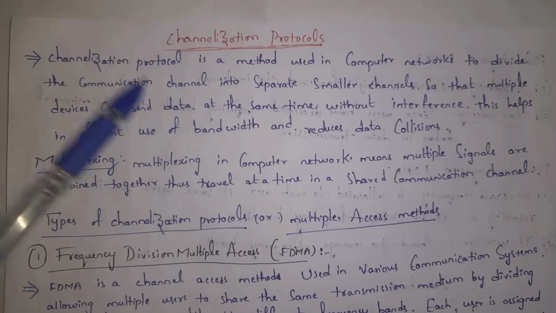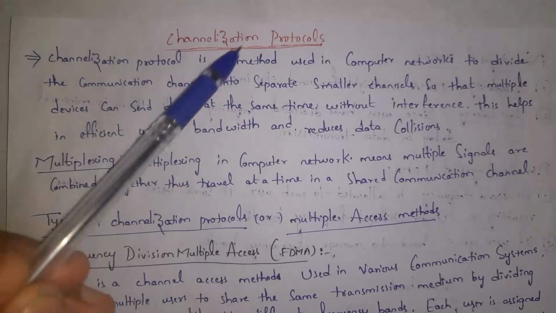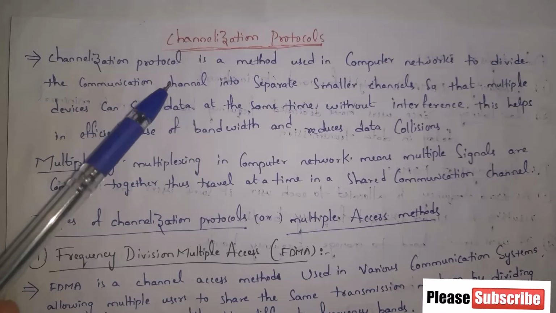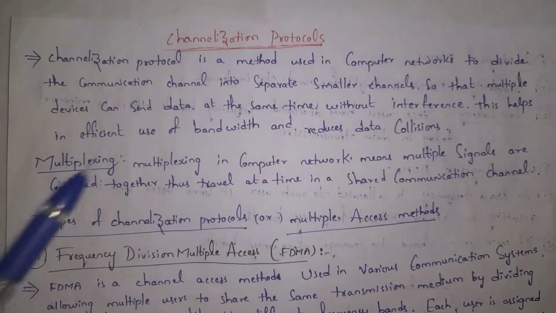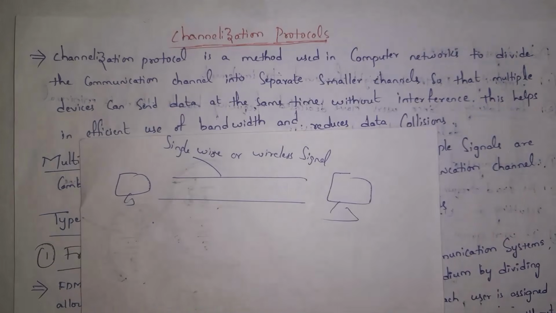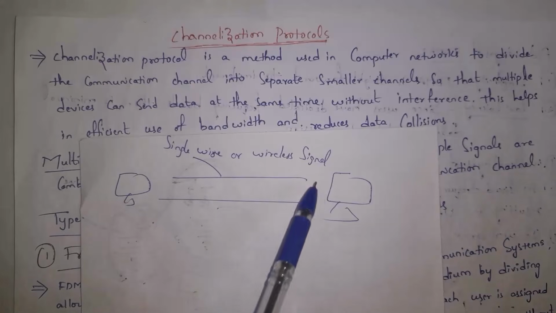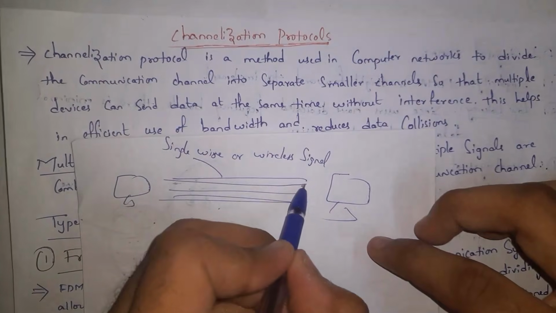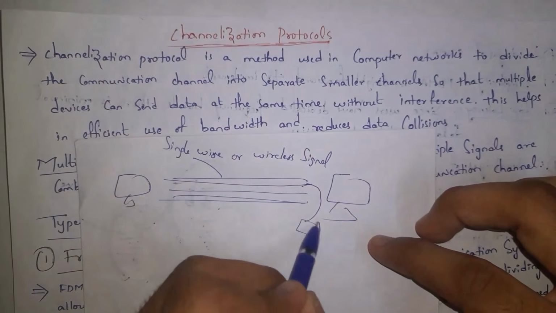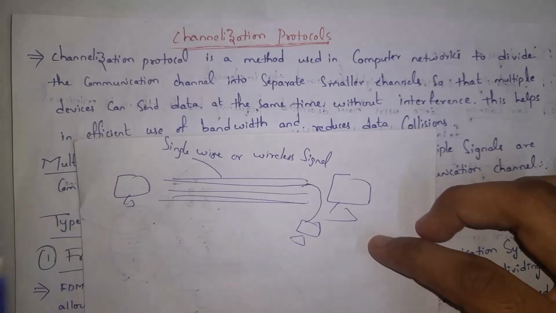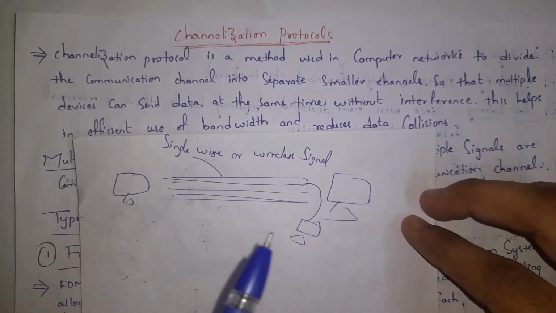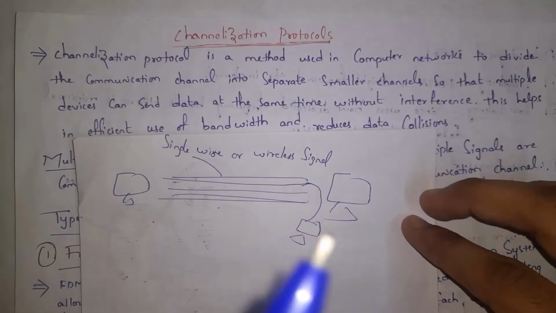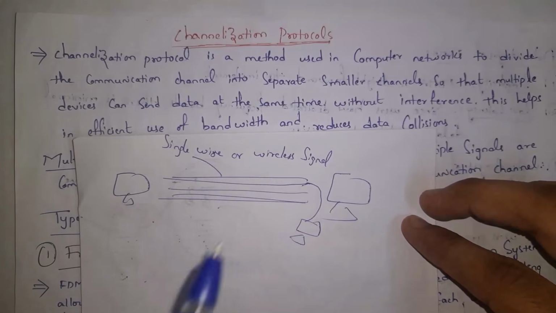Next I will explain what channelization protocols are. Guys, we mainly use channelization protocols in wireless communications. In channelization protocols, we divide our entire communication channel into smaller channels. After dividing the entire channel into separate smaller channels, we give each separate channel to each user. So by using the smaller channels, users can communicate. As each and every user gets a separate channel, all users can send data at the same time. So there will not be any interference.